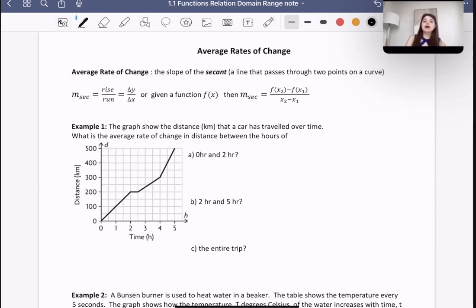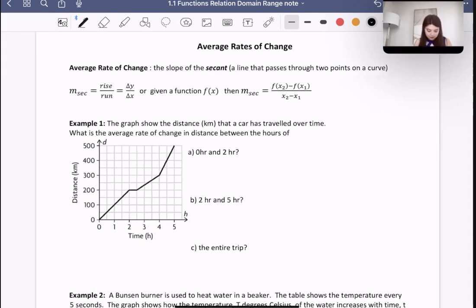So the average rate of change is really a very similar concept to just the regular slope that you learned in grade 8 or grade 9, which is the good thing here. So this topic is not too bad, I promise you.